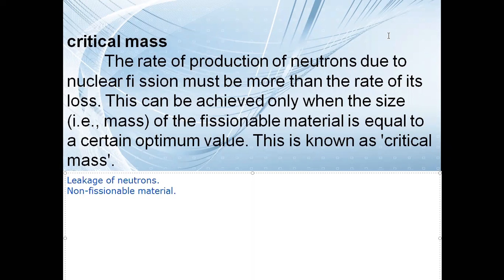In the atom bomb, we use the terms subcritical mass and supercritical mass. First, what is meant by subcritical mass? If the mass of the fission material is less than the critical mass, it is termed subcritical.